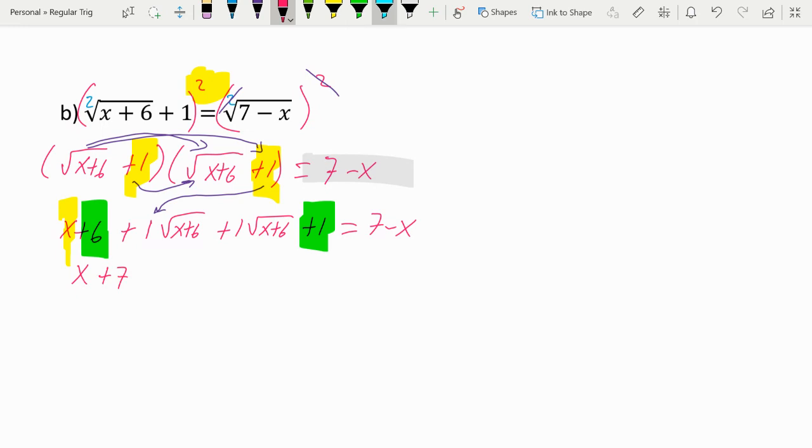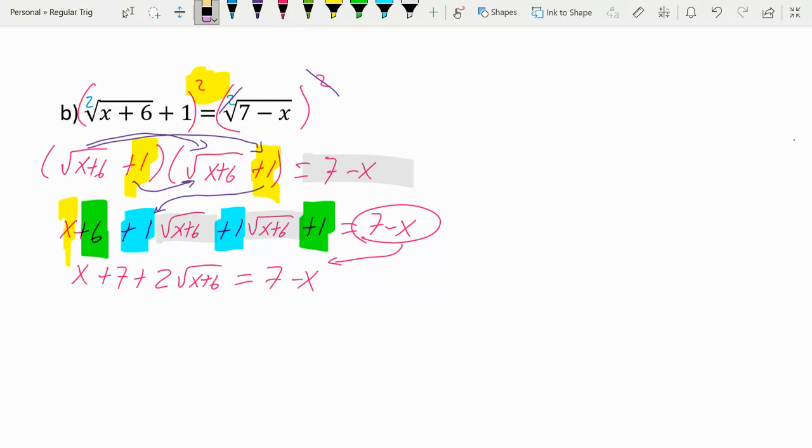And then I do have more like terms. Square root of x plus 6, square root of x plus 6. So like I did last time, what am I going to do? I'm just going to combine those numbers that are in front. 1 plus 1 gives me 2 times the square root of x plus 6, plus x, is equal to 7 minus x. Again, I just dragged that stuff down. I haven't done anything with it yet, so I'm just dragging it along.